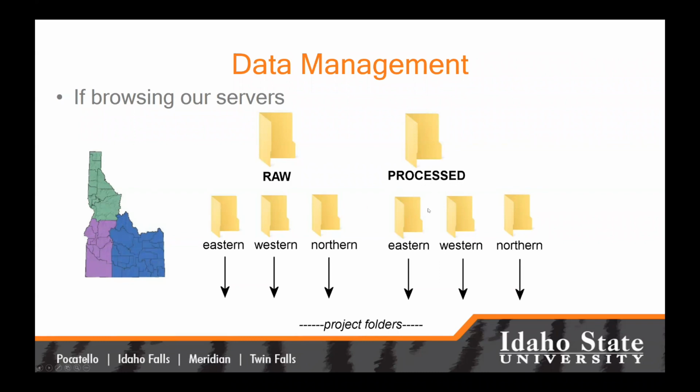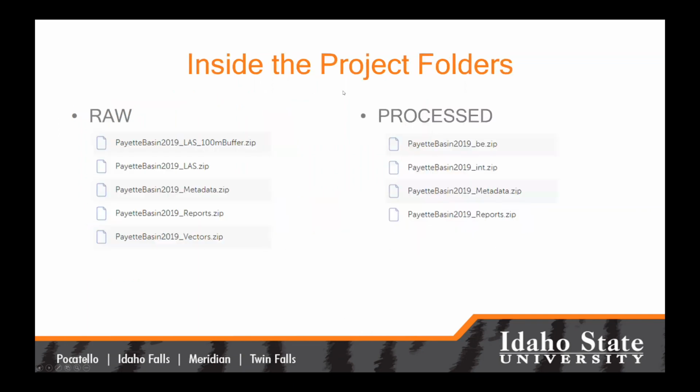And we have the same 3 folders appearing in both the raw folder and the processed folder. So once you make it through these 2 folders, that's all it is, 2 sets of folders or directories, then you start getting into our project folders. Inside the project folders, you're going to see different data based on if it's under the raw folder or under the processed set of folders.